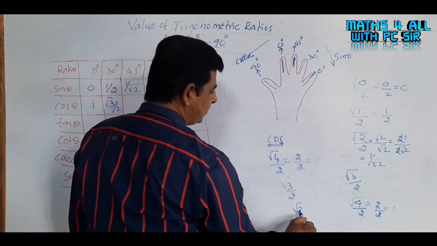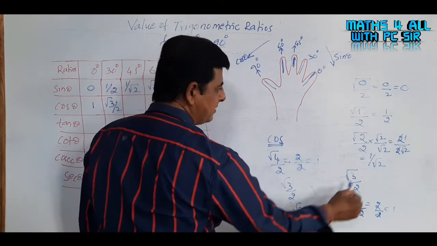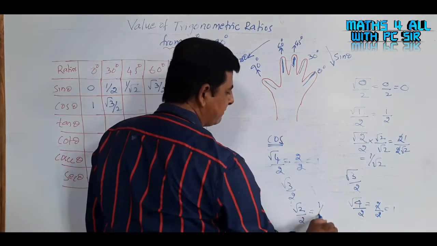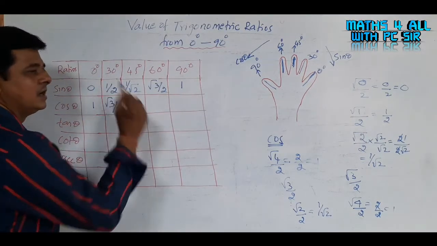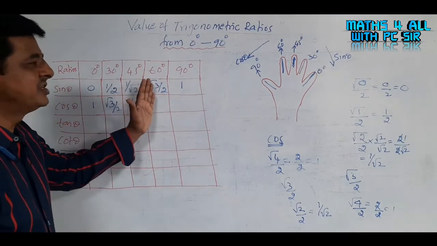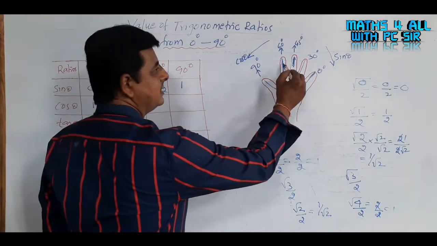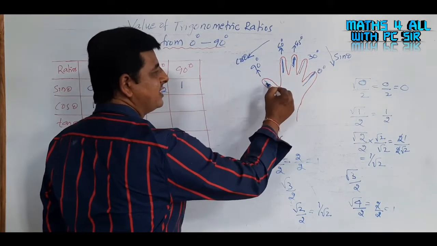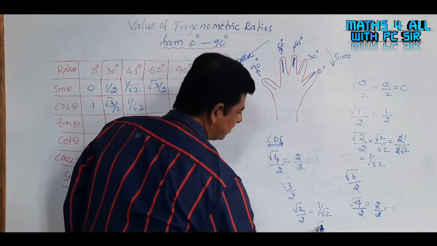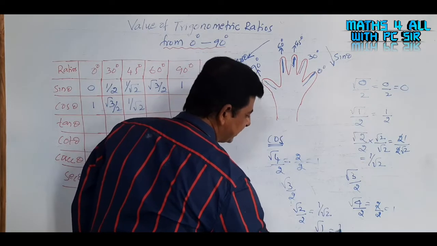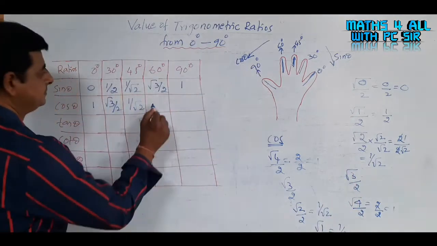Same, under root of 2 divided by 2. Just by using this technique you are getting 1 by root 2. That is 1 by root 2. Understand? The next, cos 60. Cos 60 means like this. How many fingers left here? Only one finger. Root 1. Okay, see here, root 1 by 2. That is nothing but 1 by 2.